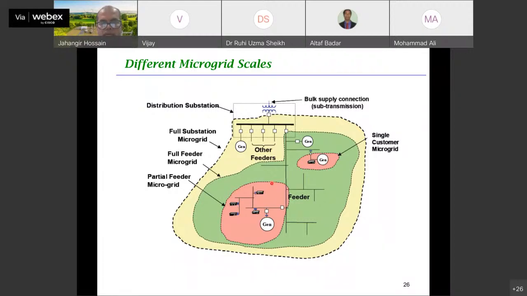It could be a group of homes, like a partial feeder microgrid, and you can see that this has got a clearly defined boundary. It could be a full feeder microgrid, like this is a feeder, so you have a full feeder, or even it could be one full substation. That could be a single microgrid as well. So in terms of kilowatts or megawatts, the capacity could be different.